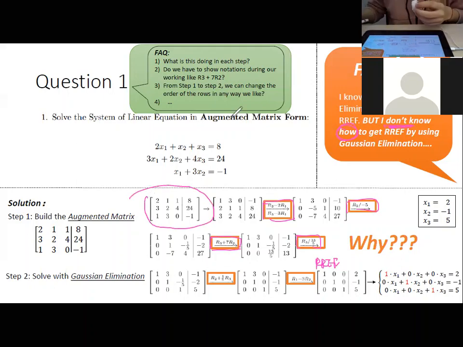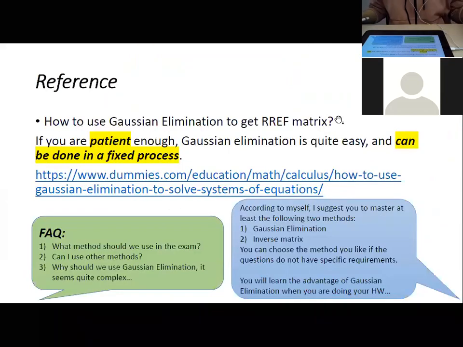And for this question, I think if you are patient enough, Gaussian elimination is quite easy and can be done in a fixed process. I found a useful website here, and please check it if you have problems finding the proper operations to do Gaussian elimination. I will post the tutorial slides around 2 p.m. today.